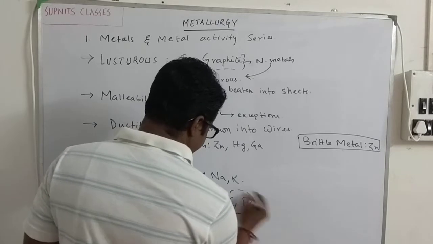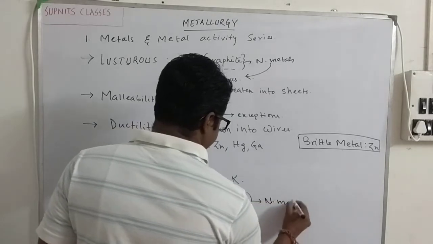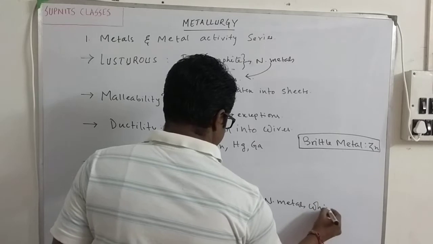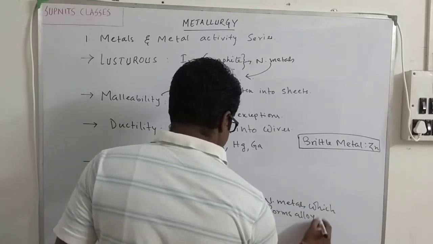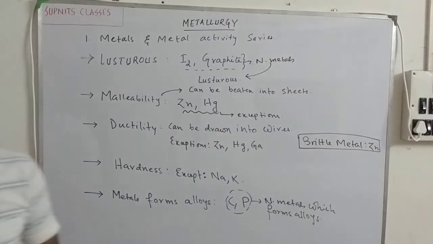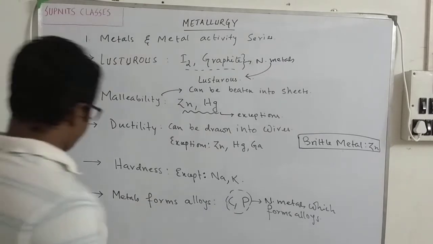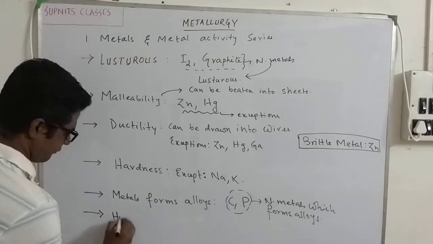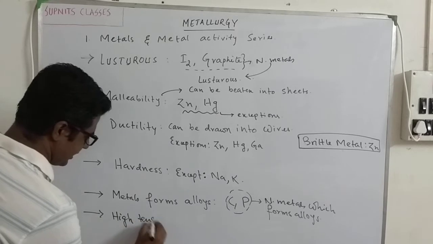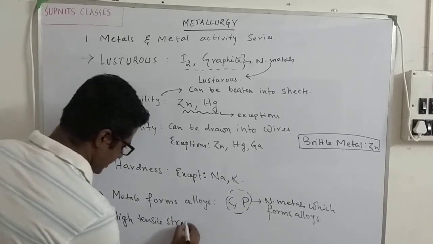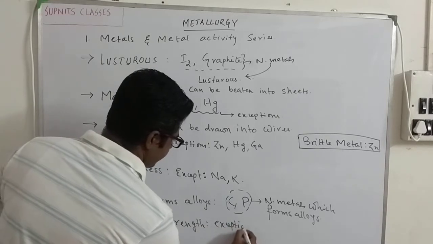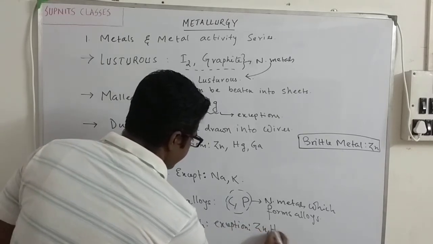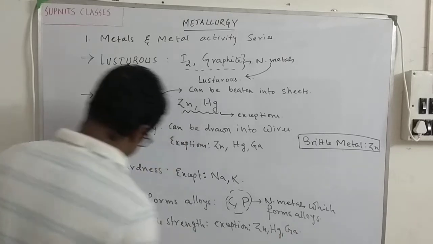So these are again non-metals which form alloys. Okay, so metals have high tensile strength. Exception: again zinc, mercury, gallium.